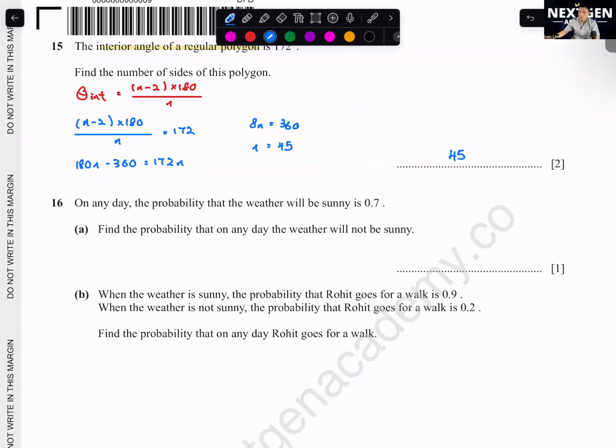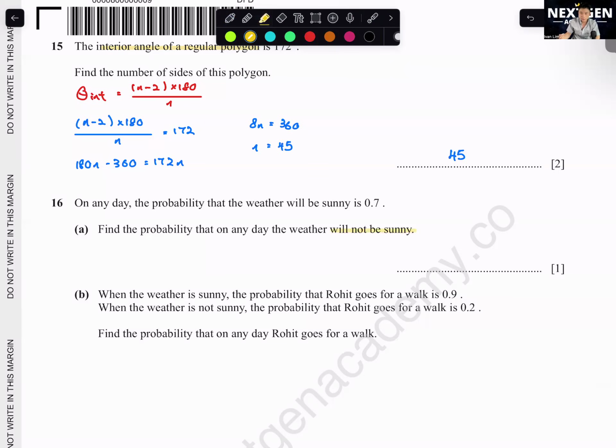Okay, question 16. Just now some of you said you don't know how to do this one. Okay, is it 16 or 17? Okay, 16, right? 16b. Okay, let's see this question here. On any day, the probability that the weather will be sunny is 0.7. Find the probability that on any day, the weather will not be sunny.